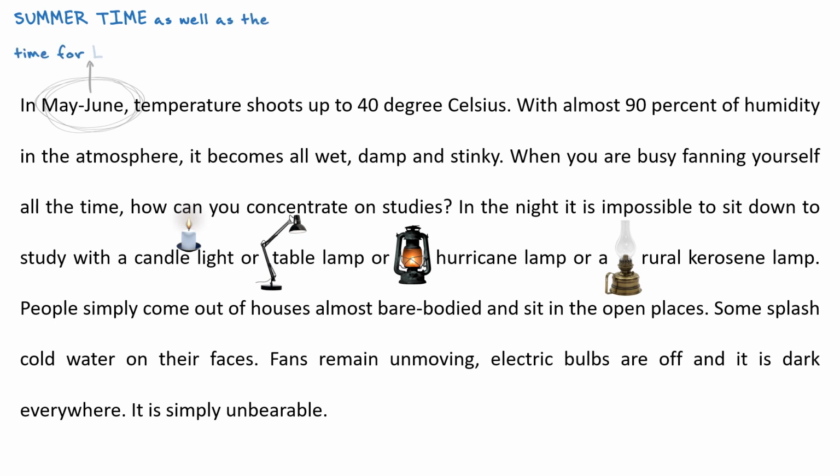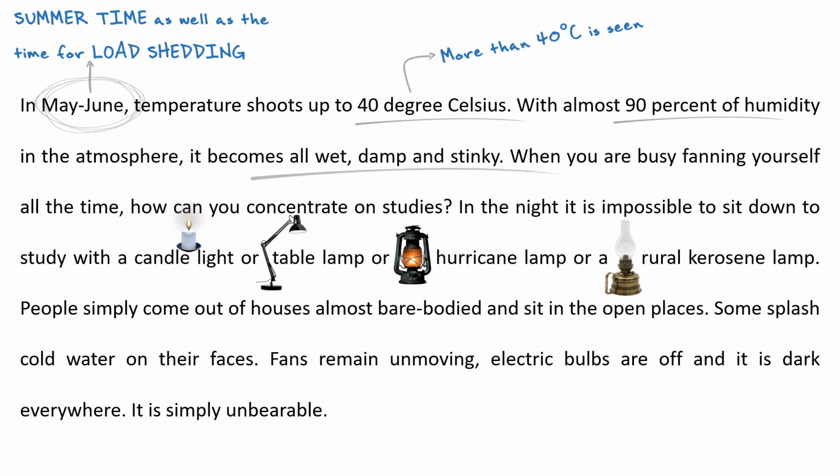Moreover, here it says that temperature shoots up to 40 degrees Celsius, but in general, the temperature is actually seen to be more than 40 degrees Celsius. Here you can see that the humidity rises up to 90%. That's why it becomes all wet, damp, and stinky. And all these are the common features of summer in Bangladesh.